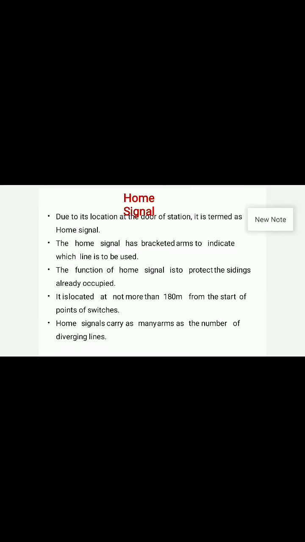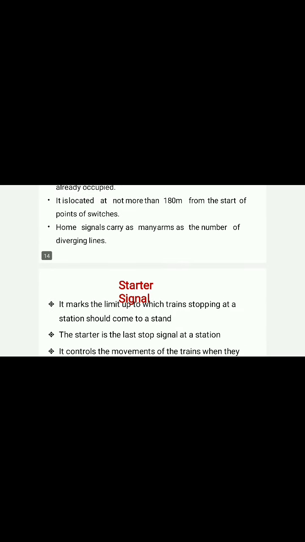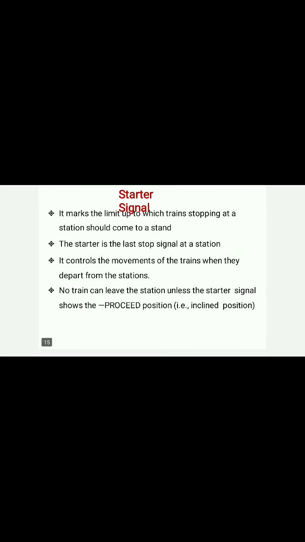On signal. Due to its location at the door of the station, it is termed as on signal. The on signal has bracketed arms to indicate which line is to be used. The function of the on signal is to protect the sidings already occupied. It is located at not more than 180 meters from the start of the point of switches. On signals carry as many arms as the number of diverging lines.